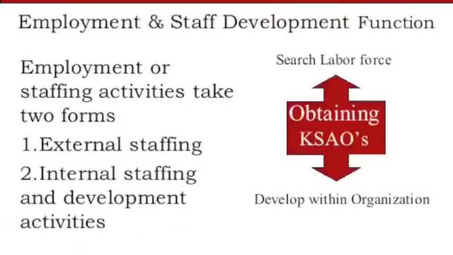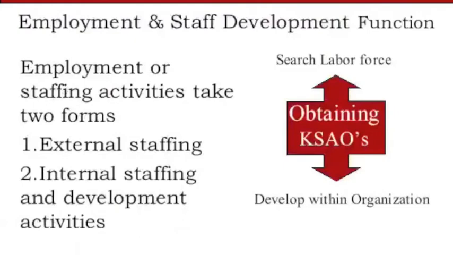As we were saying, your planning function basically already informs you about the KSAOs that you need, how many you need, what kind, where you're going to go get them. Staffing basically says this is how we will acquire the KSAOs that the planning function has identified that you needed. And you can acquire them in two different ways.